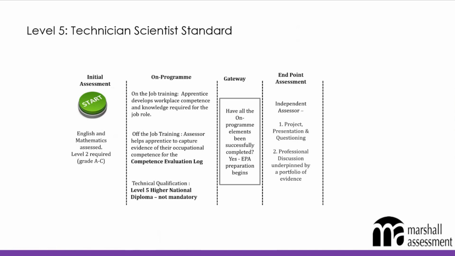So here really is where it starts to get quite interesting in terms of assessment. So you will be assigned an independent assessor from Marshall Assessment. There are 2 distinct hurdles of assessment, 2 different types. The first one is the project presentation and questioning, and the second is your professional discussion, underpinned by that portfolio of evidence. So that's why it's so important to have a really good, strong portfolio that is linked really nicely back to the KSB criteria within the apprenticeship standard. And then finally, you complete, and all of that may well take around 36 months.